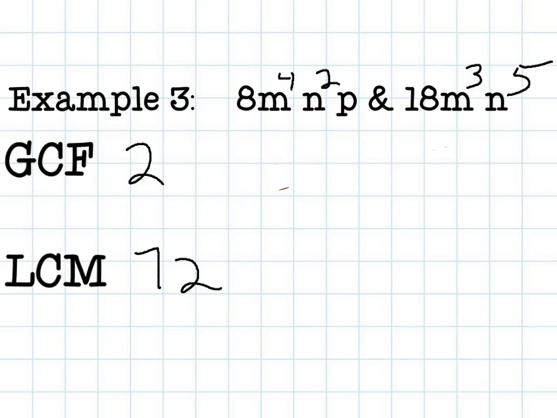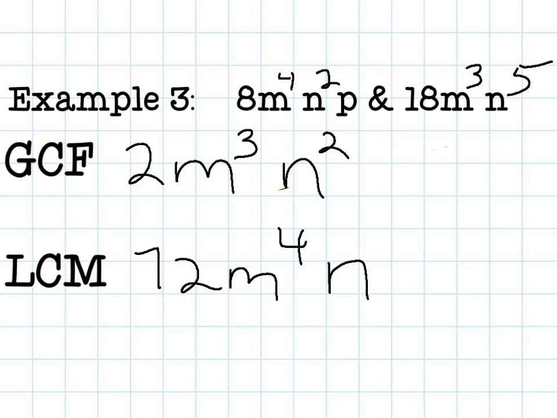All right, now let's take one variable at a time. Well, we know we have an m in both, so we can write down the m. GCF, again, F is for fewest, which means we want the lowest power. Well, the lowest power we have of m is a 3, so it would be m cubed. LCM is the most, so it wants the highest power, which is 4. Now, if you look carefully, both monomials also have an n, so we want to put the n down. Again, GCF is fewest, so it's n squared. LCM is most, so it's n to the fifth.